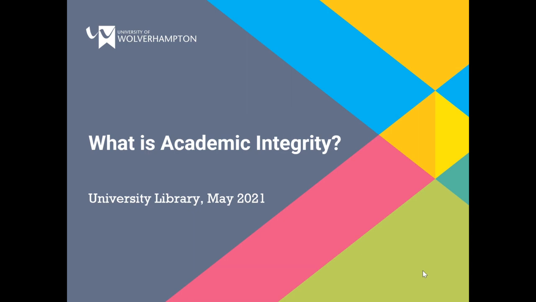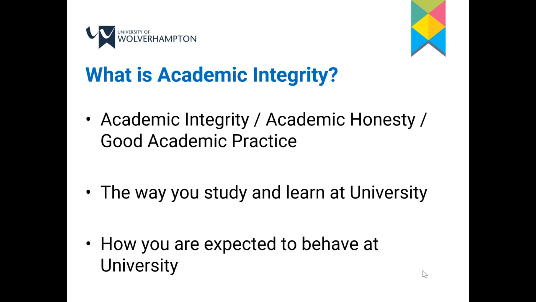Academic integrity, sometimes called academic honesty, is a set of principles or values that all students, staff, and researchers at the university are expected to follow. These principles are closely tied to those of good academic practice and are all to do with how you learn and study at university. Following these principles will help to ensure that all work produced at the university is trustworthy.